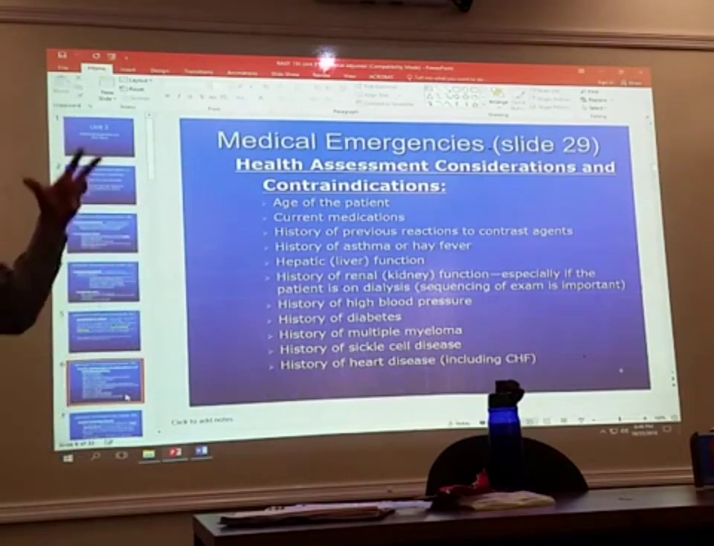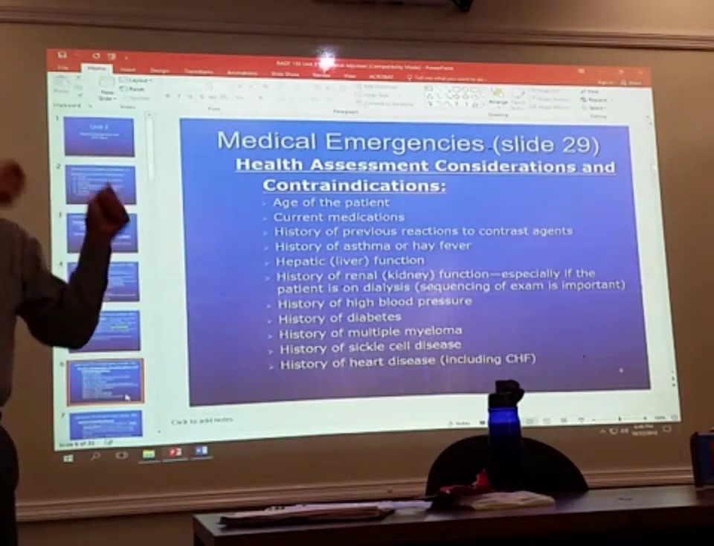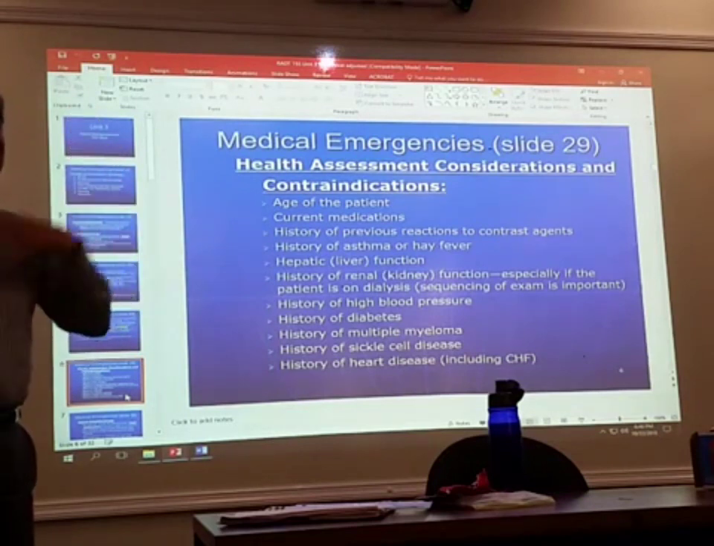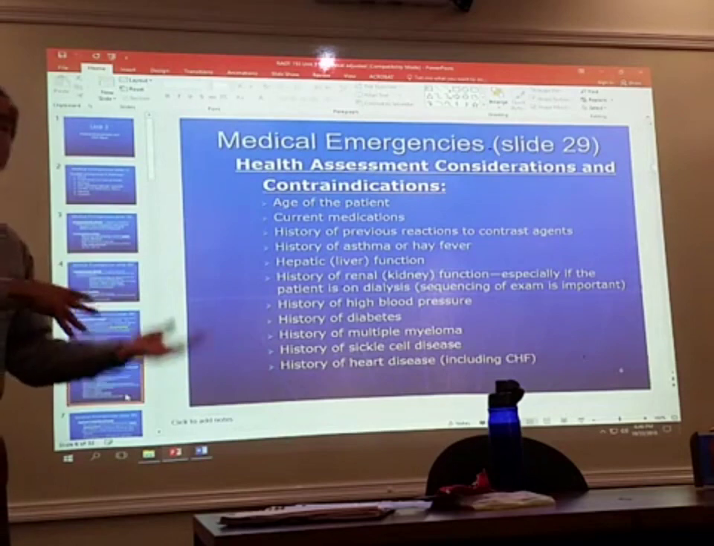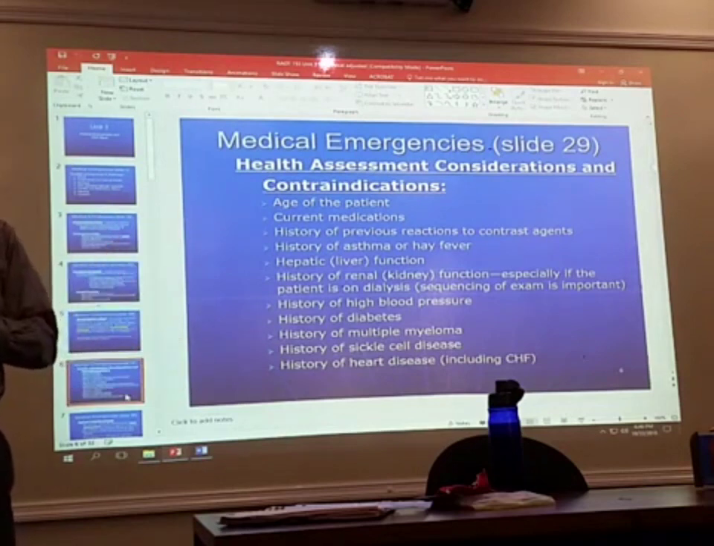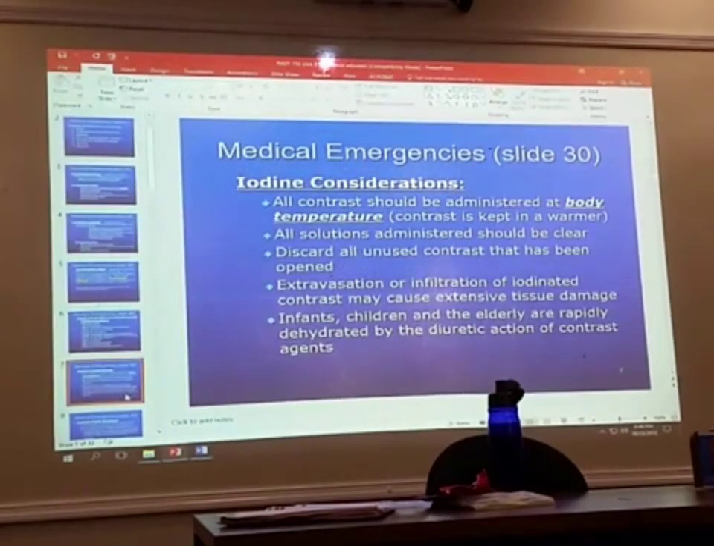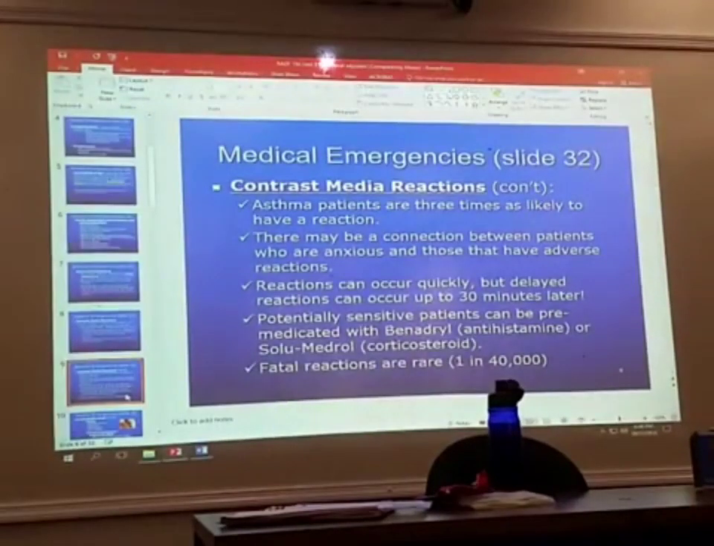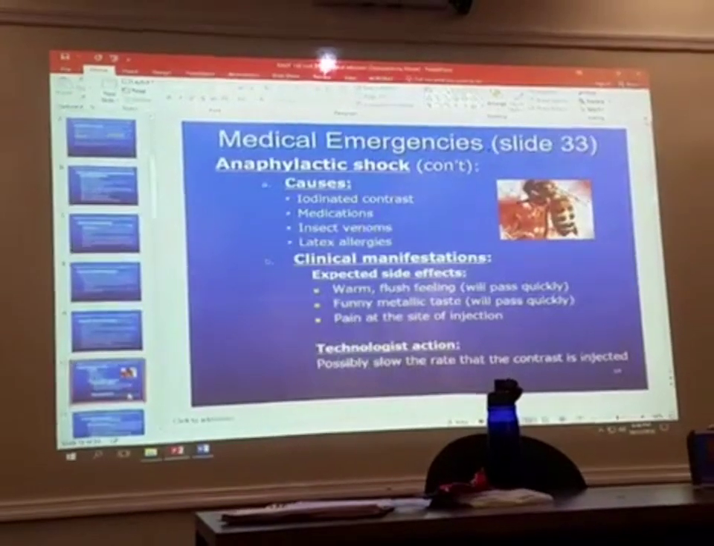You always want to give the contrast before they get dialyzed. Otherwise, it sits in their system for maybe a couple of days. That doesn't do any good, okay? So if you need to bring someone down, see if you can do it before they get their dialysis treatment. That's kind of a key thing with that. Just some general information about iodine and contrast reactions. It's just some good information to know.